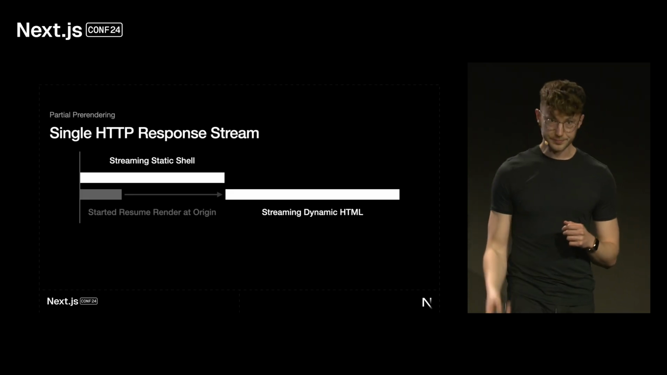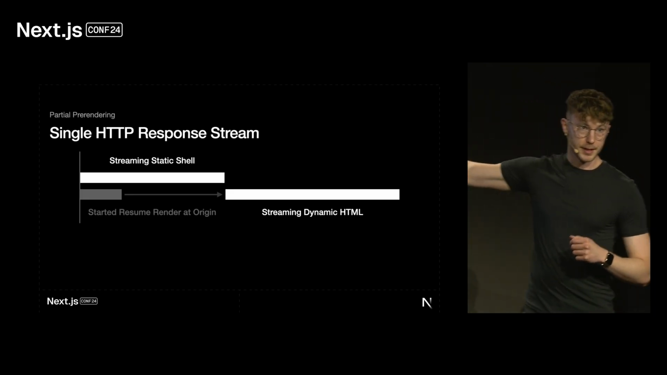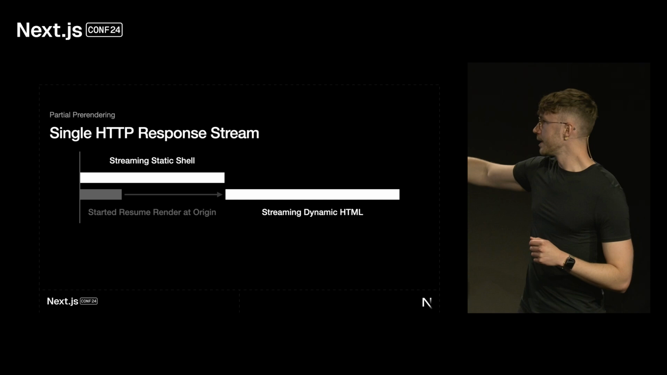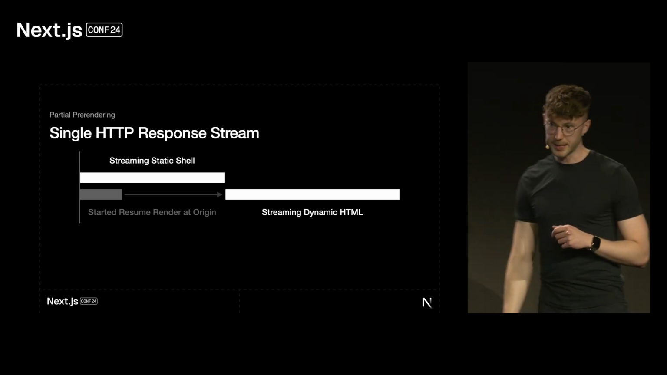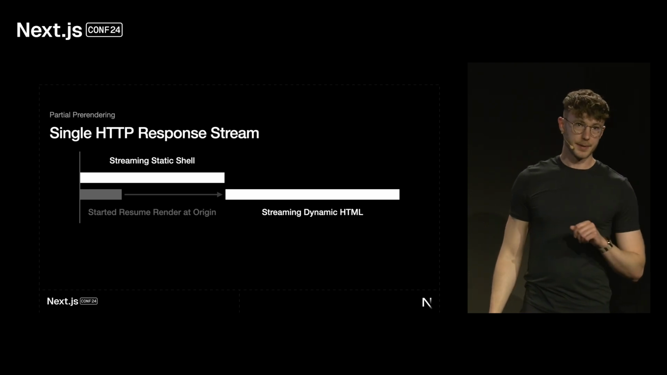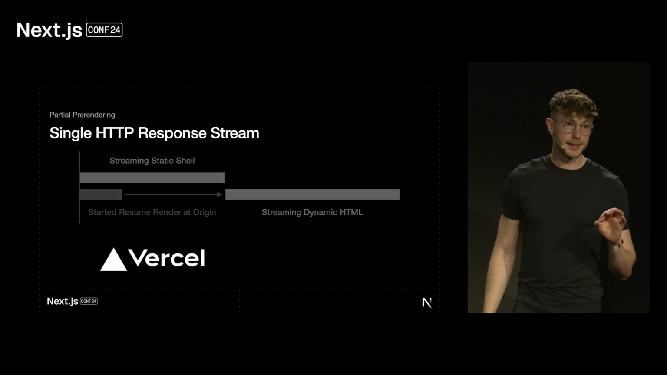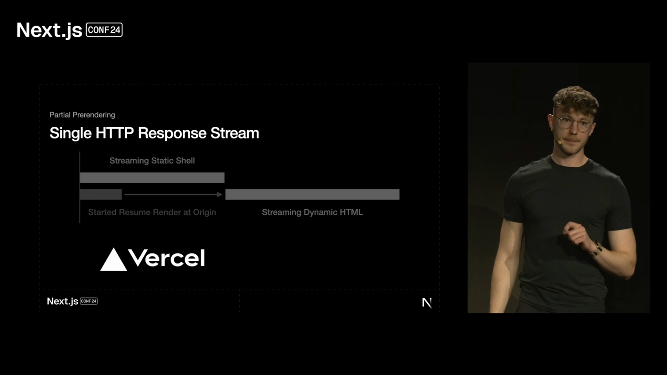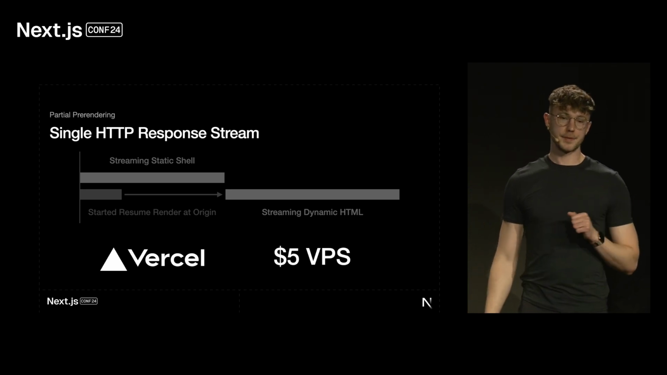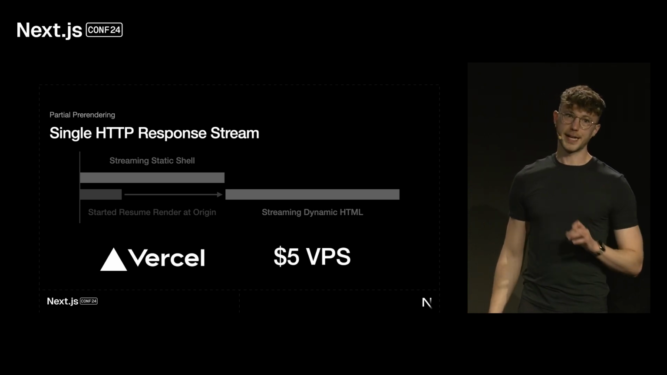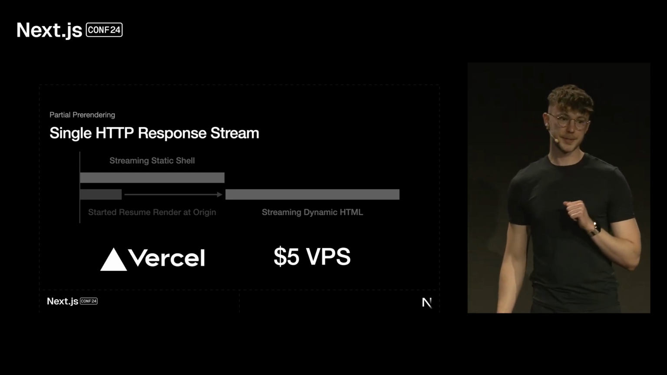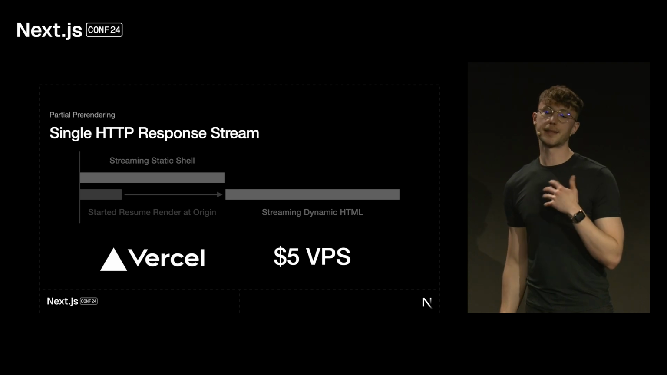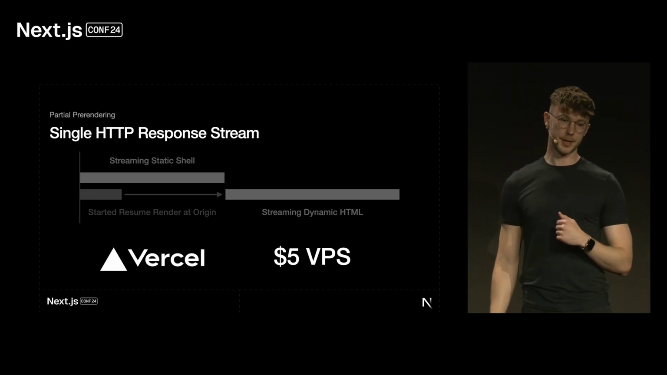Fantastic. The other one, I've also talked a lot today about this single streaming approach, where we have a streaming static shell and we attach streaming dynamic HTML. There's a bit of a problem with this one. Today, it's only supported on Vercel and that $5 VPS. That's right. Self-hosting actually also supports the single streaming approach. Our commitment to open source means that that was one of the first things we implemented as a part of this design to make sure that it works successfully.